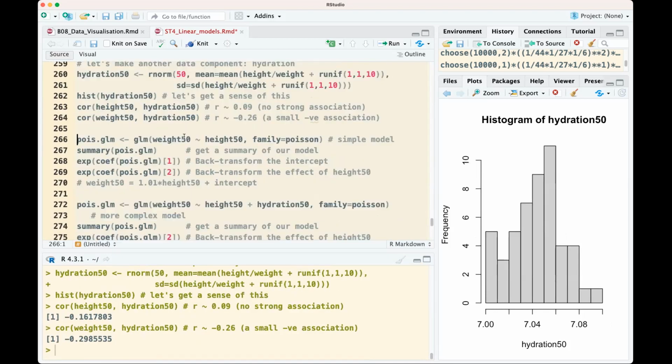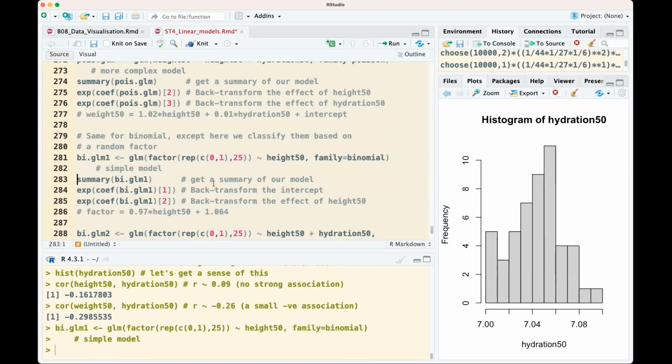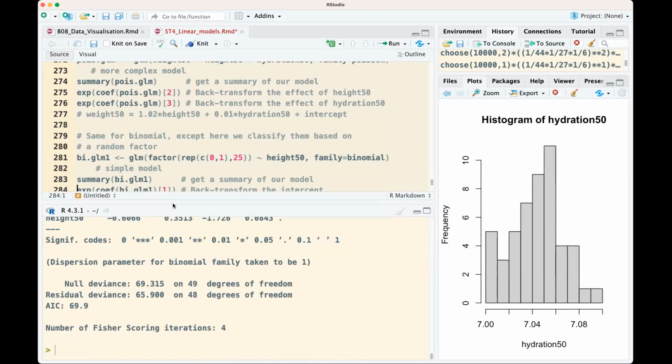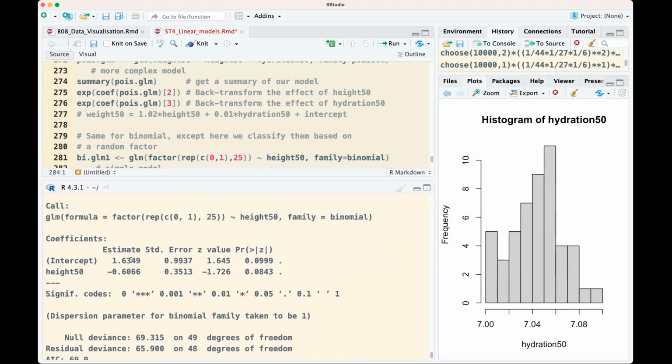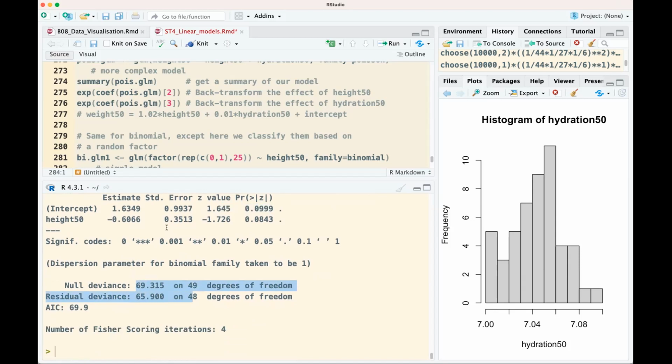There we have a stronger association. So let's try that for the binomial model. Here we've got a simple model where we've got largely random repeating factors of zeros and ones, 25 times, which are predicted by height 50. So there's no evidence that there'd be any association here, but let's see what the model says. We can look at a summary, and you can see for the intercept we have an estimate and standard error that is similar, so we get no strong association, and the same for height 50. And that's supported by the null and residual deviance.